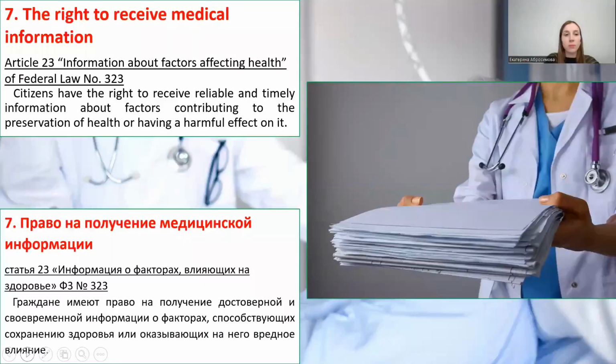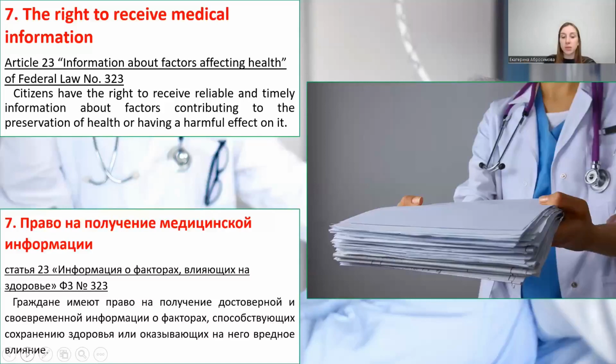It should be said that another component of the patient's right to information is the right enshrined in Article 23 of Federal Law number 323, namely the right to receive information about factors affecting health. Citizens have the right to receive reliable and timely information about factors contributing to the preservation of health or having a harmful effect on it, including information about the sanitary and epidemiological well-being of the area of residence, the state of the habitat, rational nutrition standards, the quality and safety of industrial and technical products, food products, goods for personal and household needs, potential hazards to human health of the work performed and services rendered.